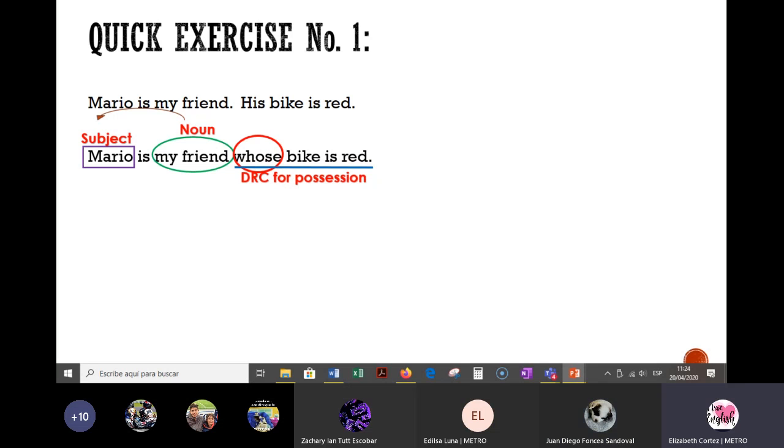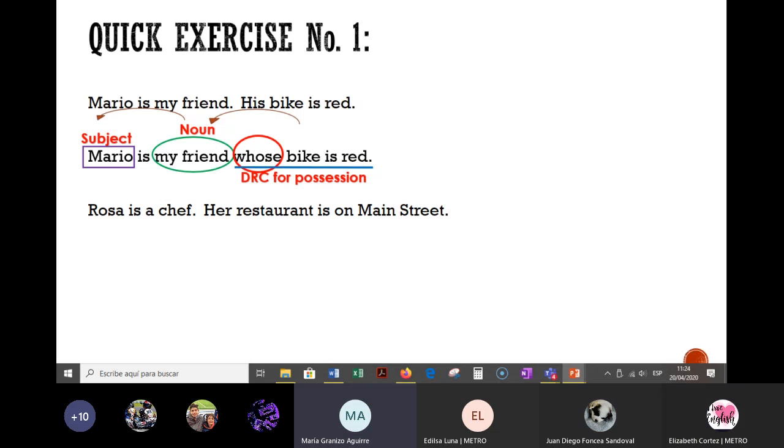All right, very good. Who else do we have, Miss Luna? Maria Granizo. All right, Granizo, please read the sentence. Rosa is a chef. Her restaurant is on Main Street. It's a chef, not chef. Chef is Spanish. Chef, very good. Now try to combine this sentence into a sentence with a DRC for possession. Rosa is a chef whose restaurant is on Main Street.